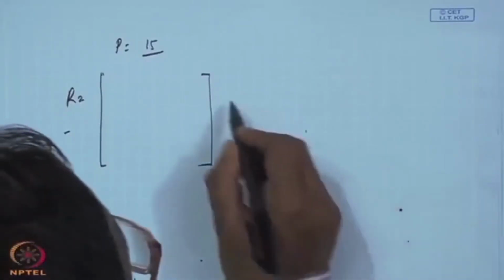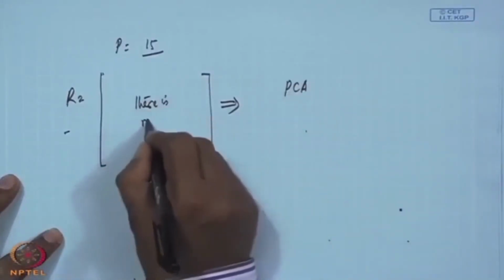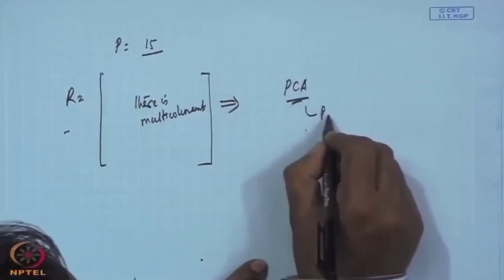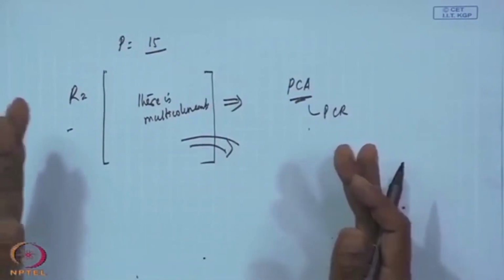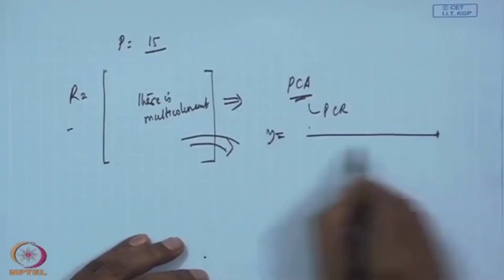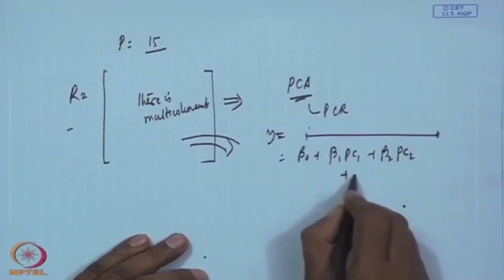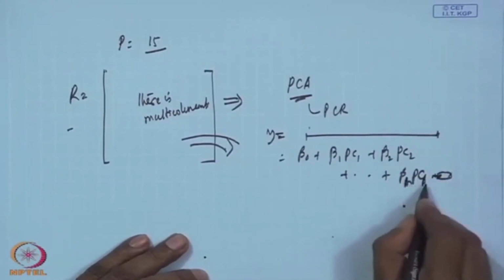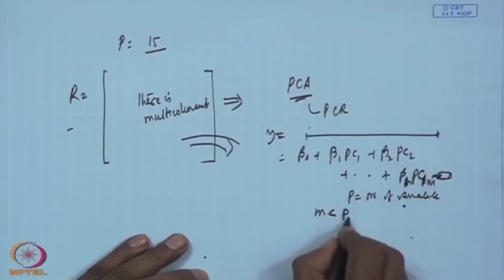Fine. Then what are the solutions? One solution is principal component analysis when there is multicollinearity. So, you can go for principal component regression. That means you reduce the dimension, then find out which lambda values are significant, and only those components you take. Then for those components you find the regression line: y = beta 0 + beta 1 PC1 + beta 2 PC2 and so on. Not up to PCp, we will go up to beta m PCm, where p is the number of variables and m is definitely less than or equal to p.